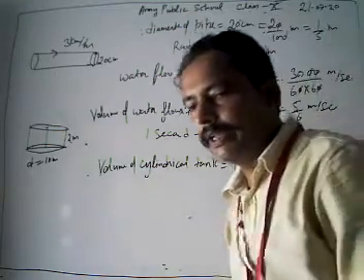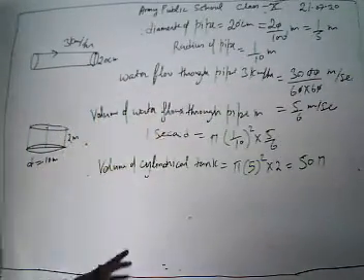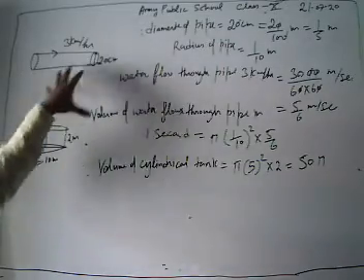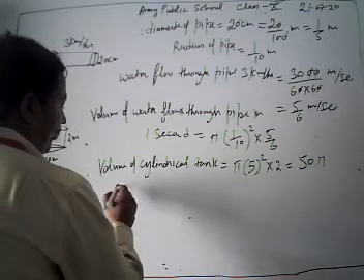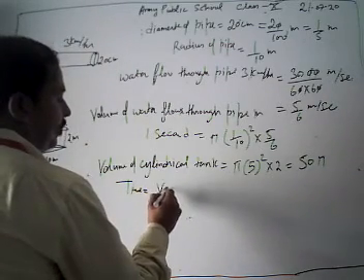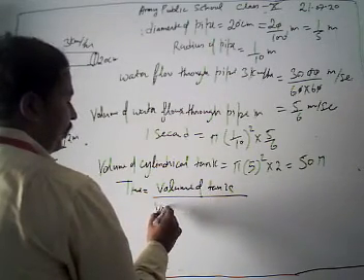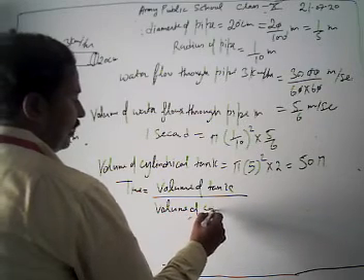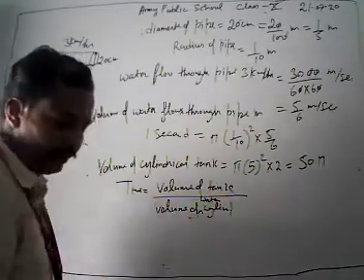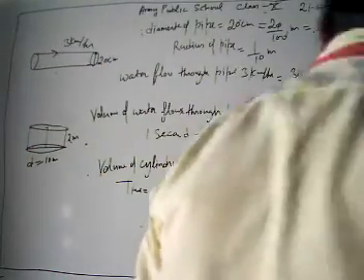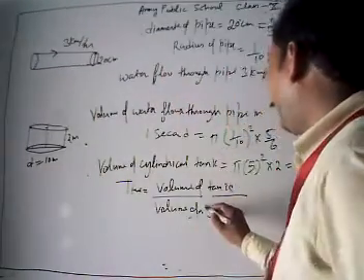Now we have the volume of the tank, and we have the volume of water that flows through this cylindrical pipe in 1 second. Now we have to find the time. How much time is taken by this pipe to fill this cylindrical tank? Time is the volume of the tank divided by the volume of water.